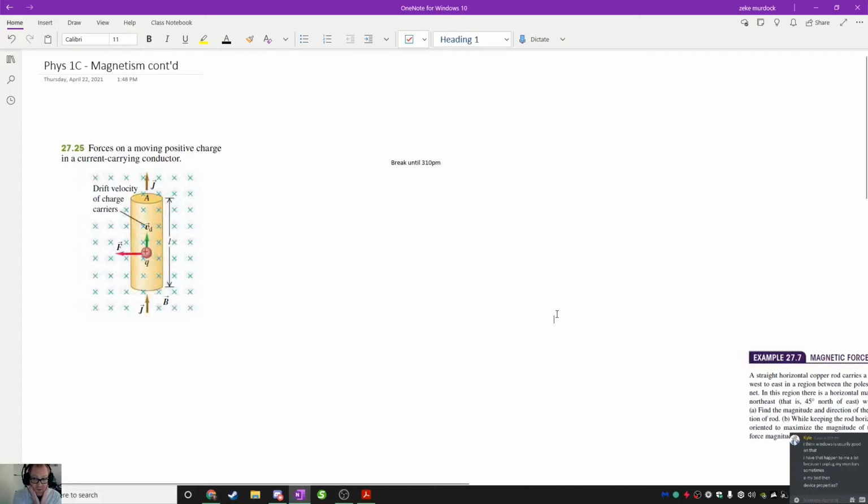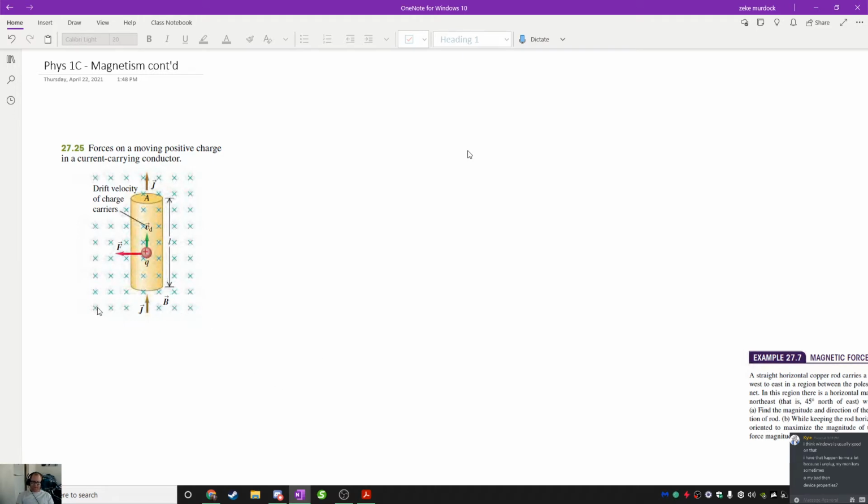All right, this is the second hour of Physics 1C for April 22nd. We're going to be talking about the forces of magnetism on wires that have current in them. Okay, so here we go. We have a picture here. This is from your textbook.